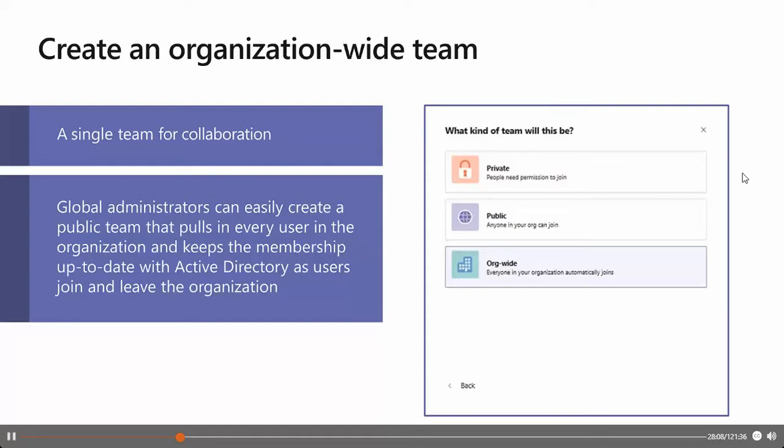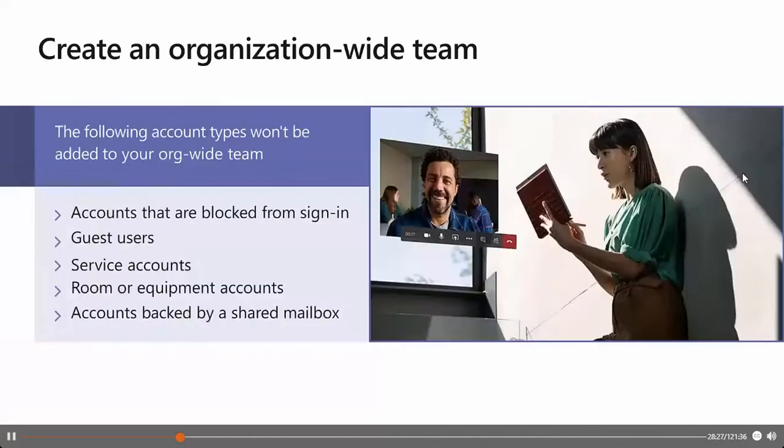When you create an org-wide team, all global administrators are added as team owners, and all active users are added as team members, including unlicensed users. The first time an unlicensed user signs into Teams, the user is assigned a Microsoft Teams Commercial Cloud trial license. Another important thing is that there are specific account types that won't be added to your org-wide team.